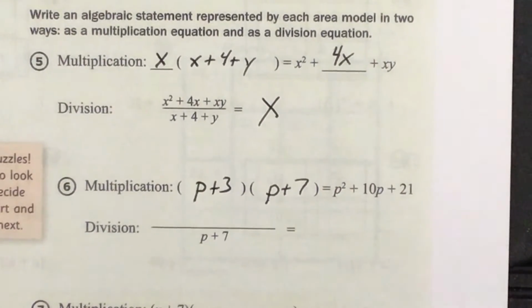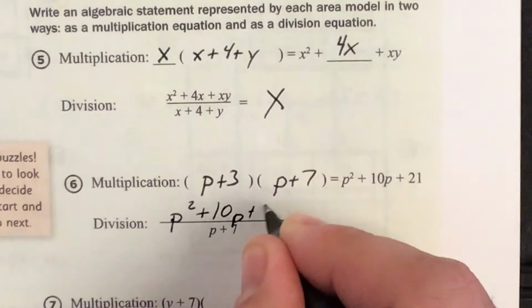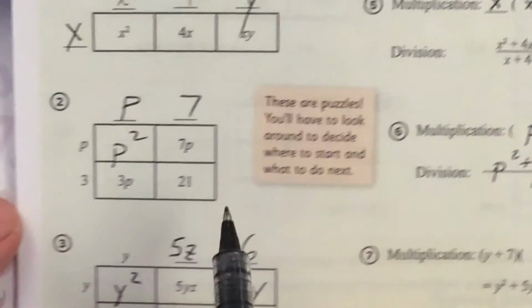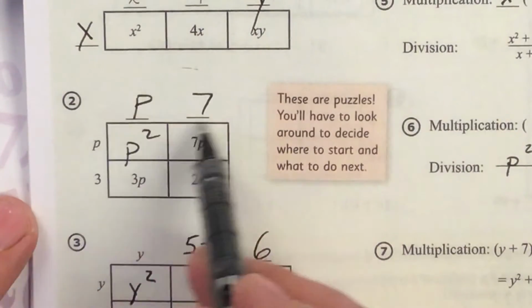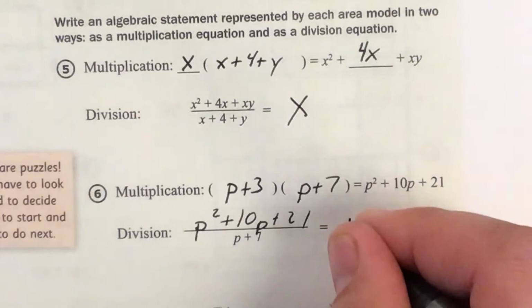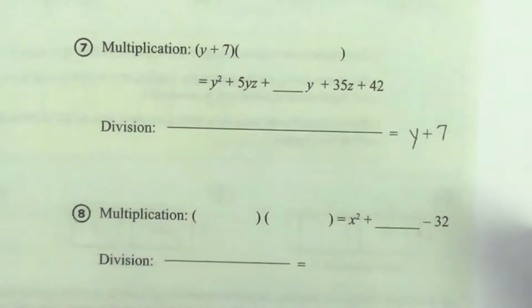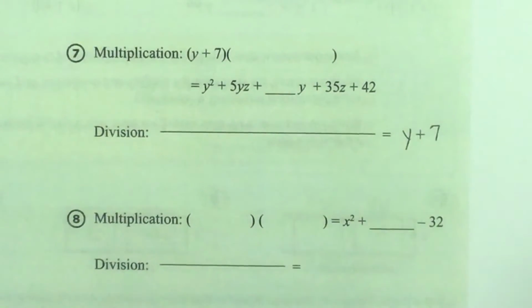So again, if I take the middle and divide it by p plus 7, what's left? p plus 3. All right, why don't you try the next 2? Use those diagrams to help yourselves out.